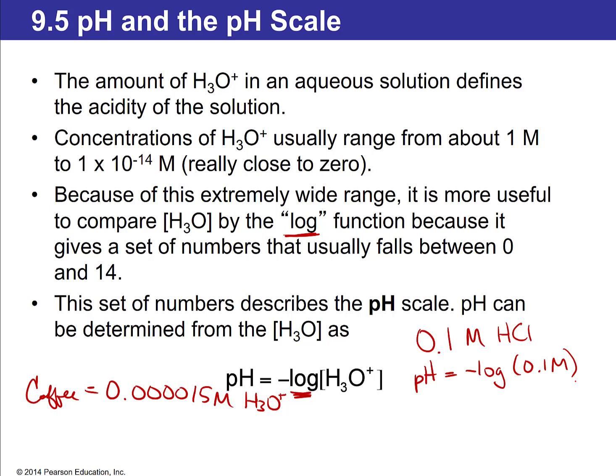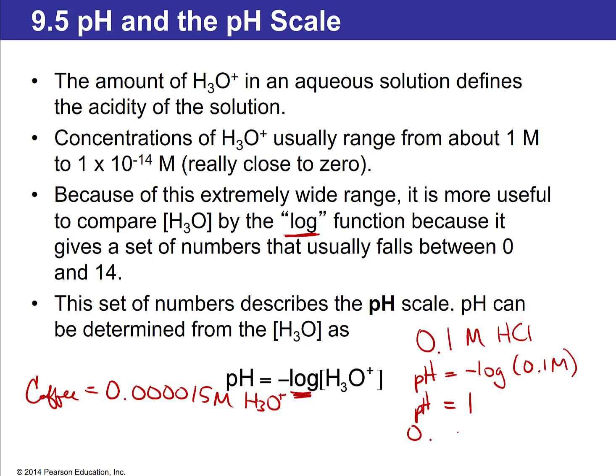So how many decimal places is that? 0.1 molar is, to go to 1, you just have to move it once. So a factor of 10 would be equal to 1. So that would be a pH of 1.